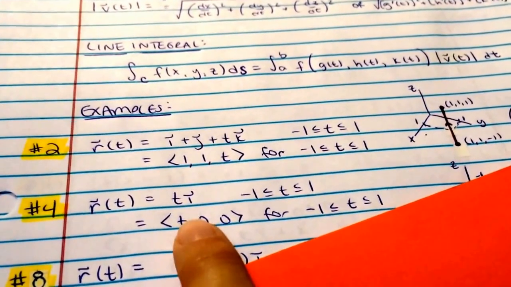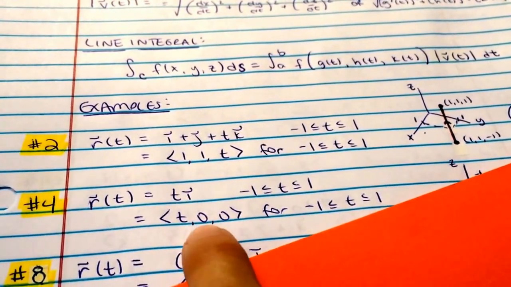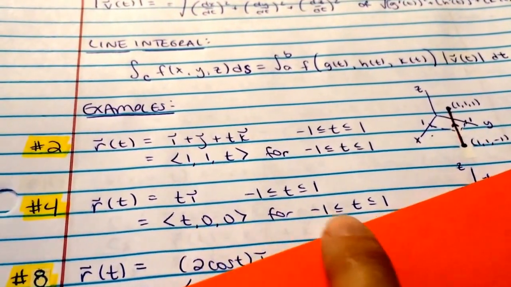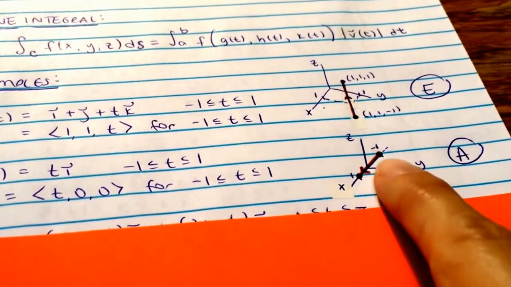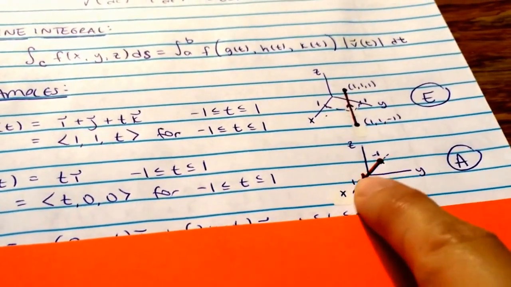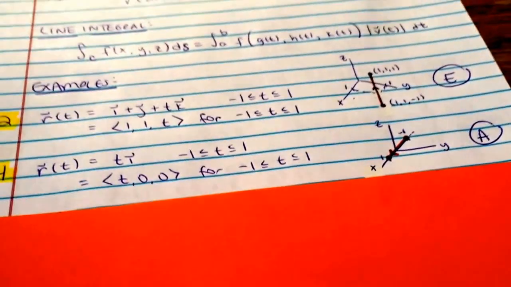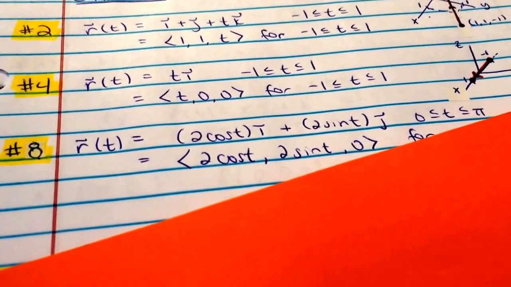All right, so again in component form, this would be t, 0, 0. So the y is always 0, z is always 0. The x is changing, but it's staying between -1 and 1. So it would look like this. The x is staying between -1 and 1, y and z are always 0. That was graph E. All right, now for a slightly more challenging one. Try this one by yourself. It is number 8. Okay, try number 8 by yourself.